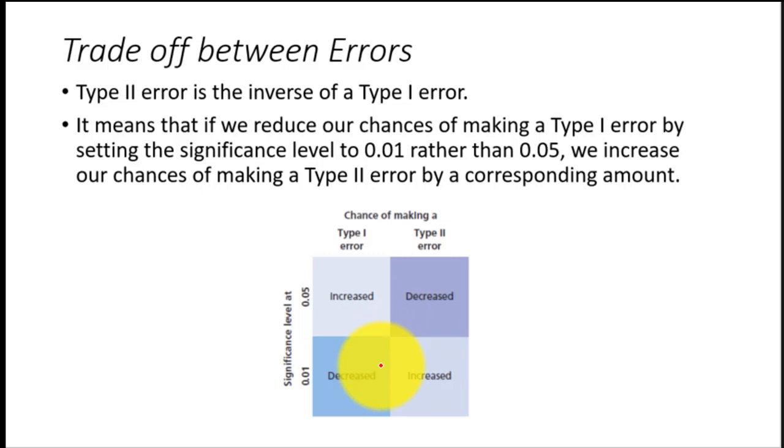by a corresponding amount. You can see in this chart, if you decrease the level of significance from 5% to 1%, the chance of type 1 error decreases, but at the same time, the chance of type 2 error increases. It is therefore generally more important to minimize the type 1 error than the type 2 error by changing the level of significance. This is the reason that we keep the level of significance in social sciences as 5%.